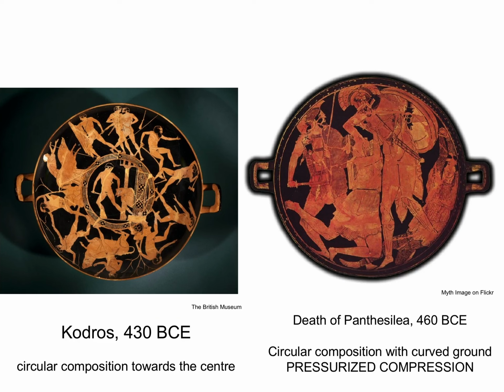So there are all kinds of wonderful compositional devices used by Greek potters on their wares. You have, for example, circular compositions that go towards the center of the form. You also have circular compositions with curved ground that creates a pressurized compression, like in the image on the right, where not only is the image in relation to the circle, but the circle sort of compresses the image and adds to the psychological intensity of what is represented here.